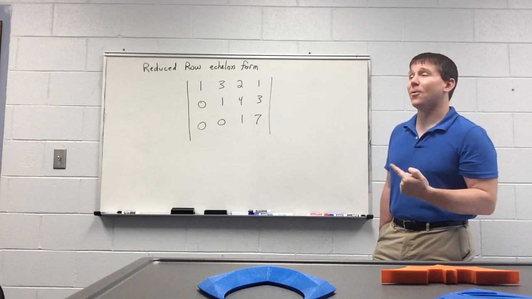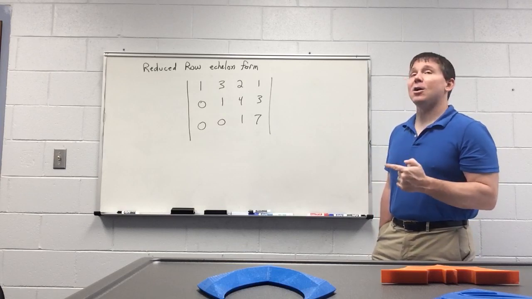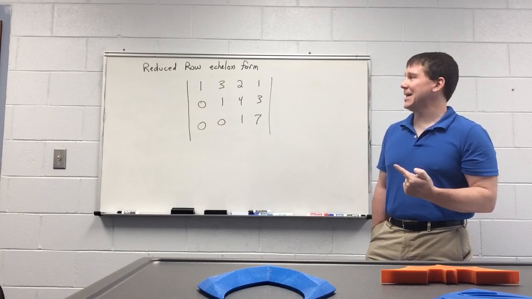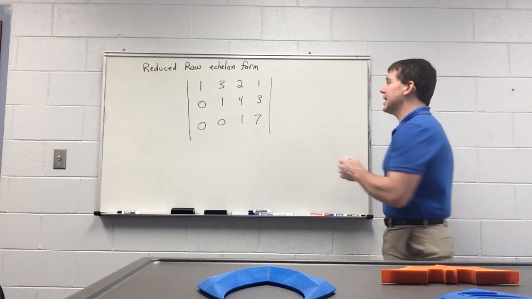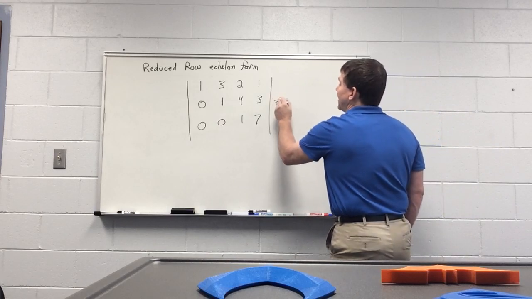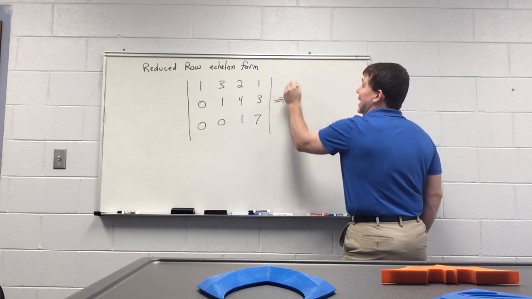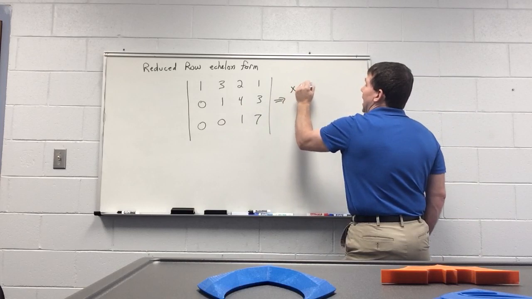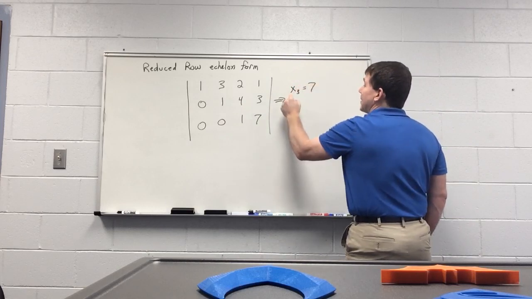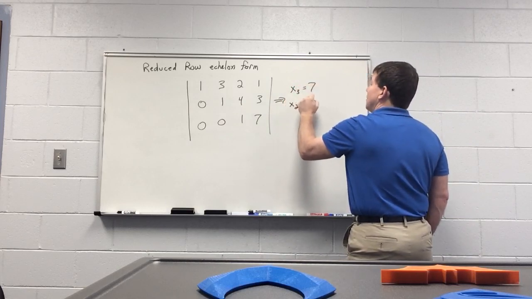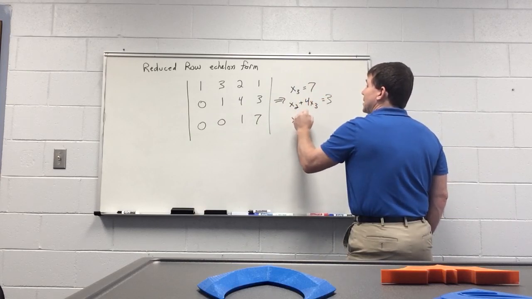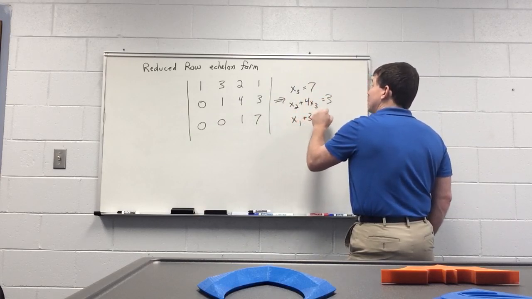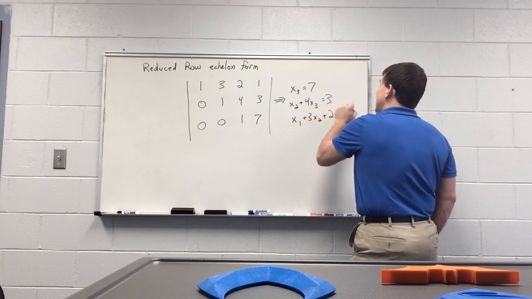Reduced row echelon form: any column that has a leading 1 in it has zeros everywhere else. The idea being, before we even write it, like I had said, if I wrote this out, I could say x sub 3 is 7, x sub 2 plus 4x sub 3 is equal to 3, x sub 1 plus 3x sub 2 plus 2x sub 3 is equal to 1.